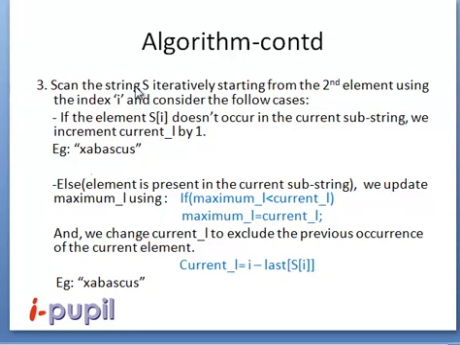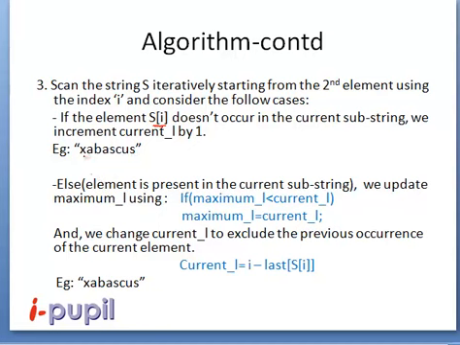Next, we start scanning the string S iteratively, starting from the second element using the index i and considering the following cases. It's important to remember we've already considered the first element, so we can directly skip ahead to the second element. If the element S[i] doesn't occur in the current substring, we increment current_L by 1 and include that particular element in the substring.